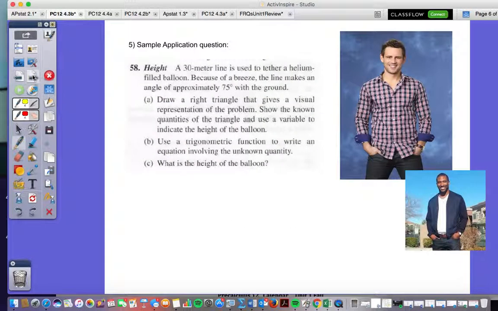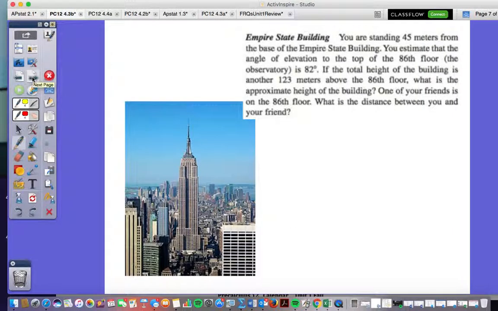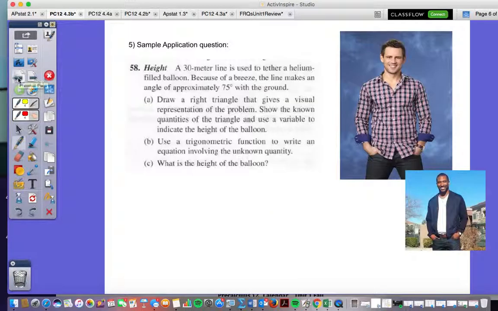I think is that it, Coach? Let's see if we got. Oh yeah, we got that one, and we got this one. We're gonna start class with this one next time, real quick. Okay, real quick. If you want to put stuff away and just listen, I'm cool with that. A 30-meter line is used to tether a helium-filled balloon. Okay, so here we go. Here comes the balloon. Because of a breeze, the line makes an angle of approximately 75 degrees. Here we are. Where does 30 go?